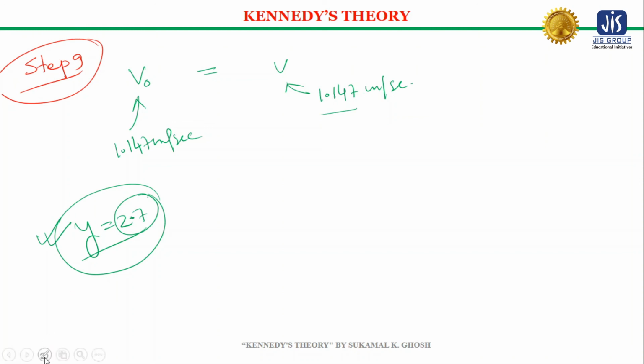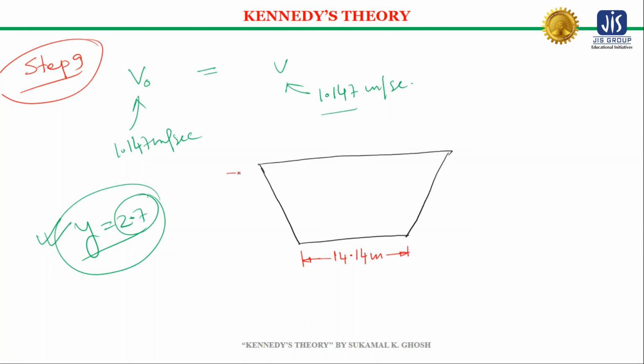Now we will draw the final channel section. So this is the channel. The width b is equal to 14.14 meter, the depth y is equal to 2.7 meter, and the side slope is 1/2 horizontal and 1 vertical, and this is a trapezoidal channel section. So we have completed our first problem.